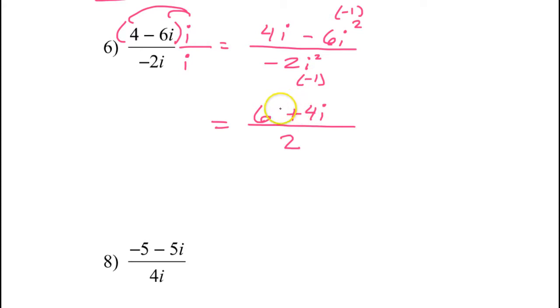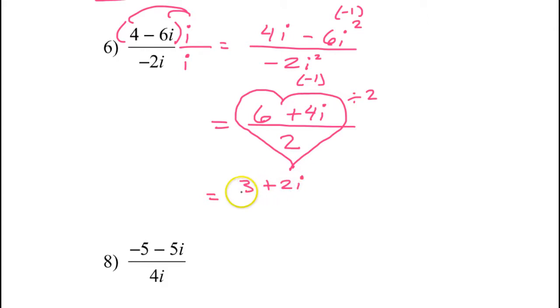Now on this problem I'm going to go one step further. See how all three of these numbers are divisible by 2? When you have a common factor like that, then you should go ahead and divide. So I'm going to take all three of these numbers and divide all three of them by 2. So that will simplify and give me 3 plus 2i. Well, I started to say over 1, but that would be silly. We don't write a 1 in the denominator. So our final answer will simply be 3 plus 2i.